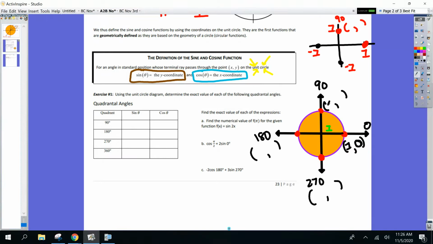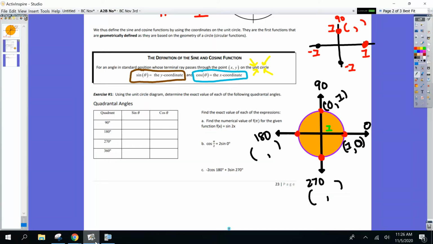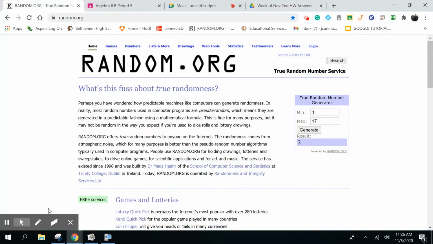0, 1. There you go. All right, 0, 1. Everyone else all right? 0, 1? Okay, what about at 180 now? What's that point at 180? Anna? -1, 0. -1, 0. And then how about at 270, everybody? You want it, Liz, or no?